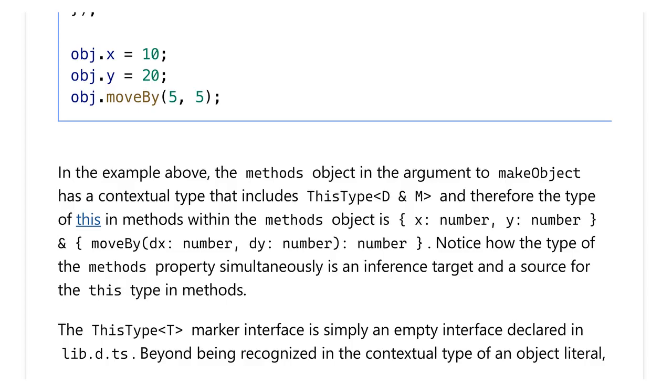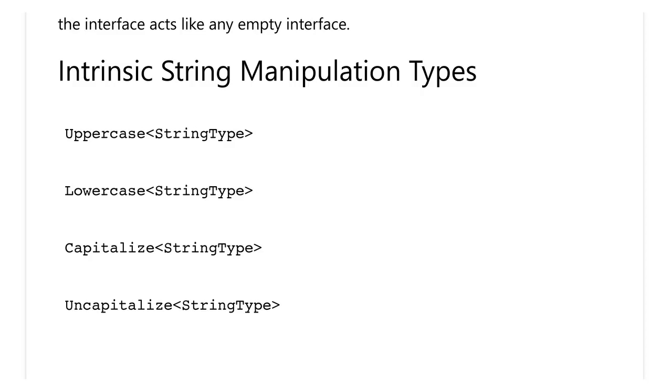In the example above, the methods object in the argument to makeObject has a contextual type that includes ThisType<D & M>, and therefore the type of this in methods within the methods object is { x: number, y: number } & { moveBy(dx: number, dy: number): void }. Notice how the type of the methods property simultaneously is an inference target and a source for the this type in methods. The ThisType<T> marker interface is simply an empty interface declared in lib.d.ts. Beyond being recognized in the contextual type of an object literal, the interface acts like any empty interface.